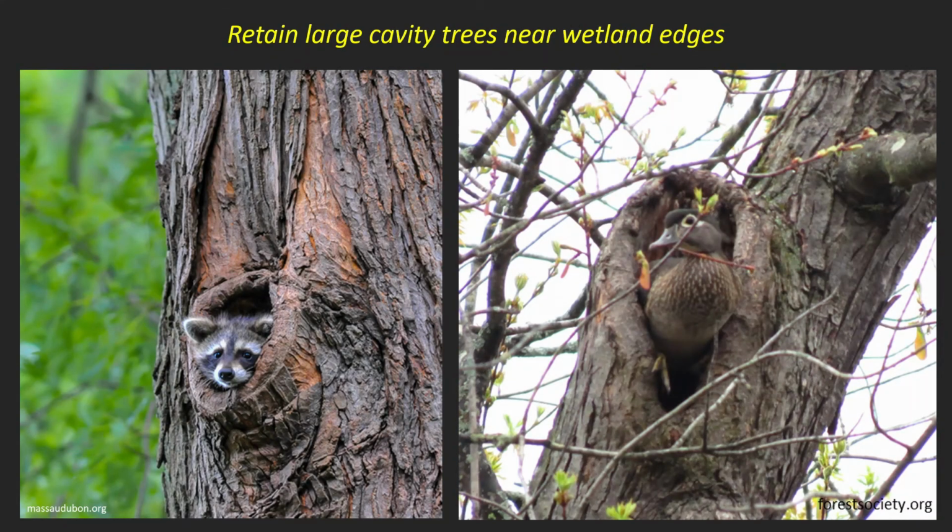We should be retaining cavity trees throughout our forest, but cavity trees at least 18 inches in diameter are especially important near wetland edges, where wildlife such as raccoons, opossums, and gray fox are likely to den, and ducks, including wood ducks, mergansers, and goldeneyes, prefer to nest.